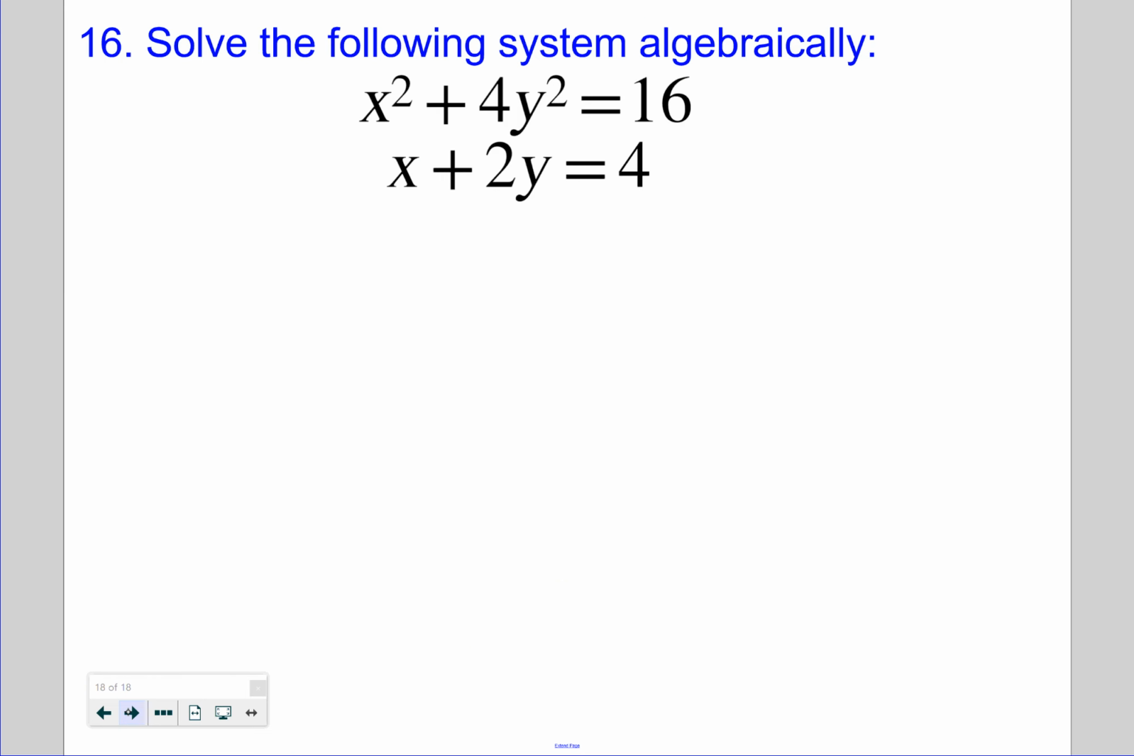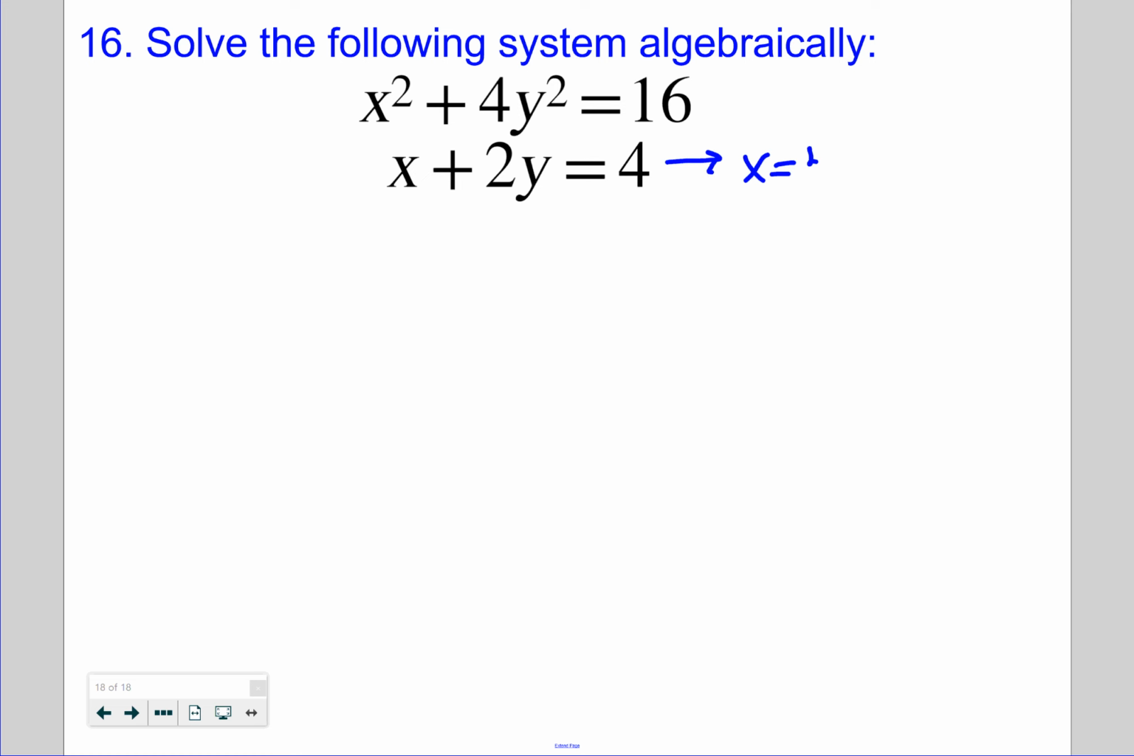The last problem on the review is a system of non-linear equations. You can use either elimination or substitution for these problems, but remember one is usually easier than the other. In this problem, because we don't have any like terms between the first equation and the second equation, substitution is the best. And I'm going to isolate the x in the bottom equation.